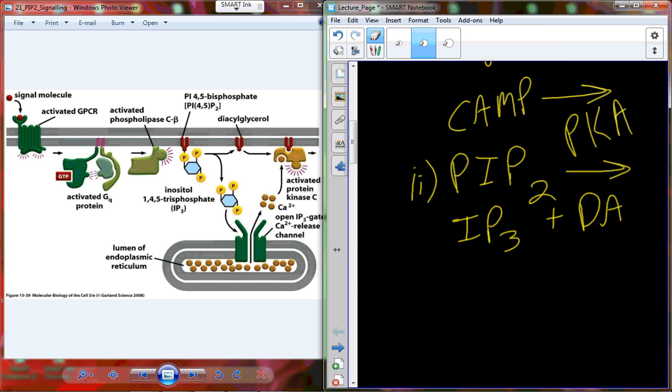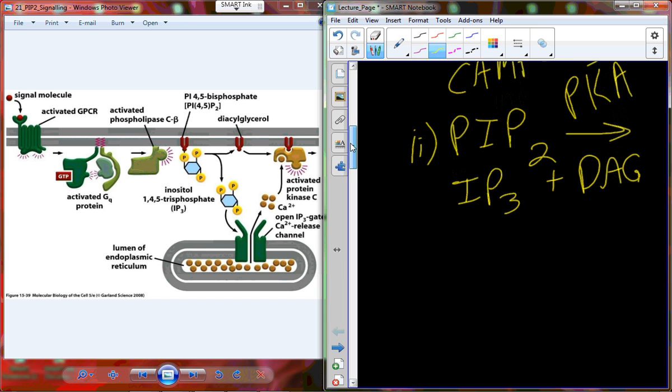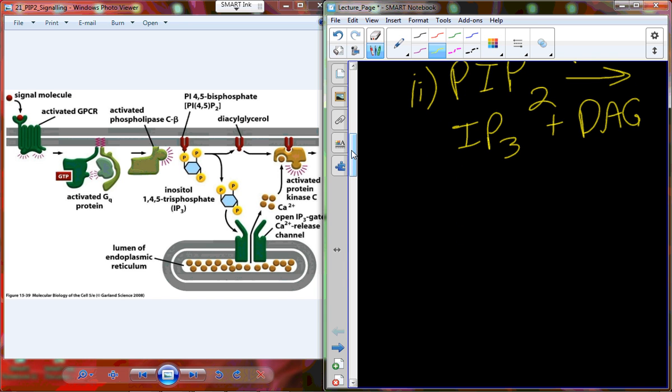This is calcium signaling. You notice that there's a lot of calcium going on here, a lot of calcium release and calcium actually interacting with protein kinase C to activate it. Okay, so let's put some stuff here in the notes now that we've gone over this pathway.